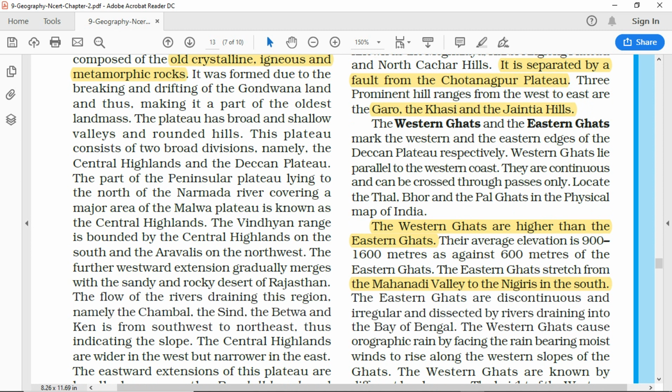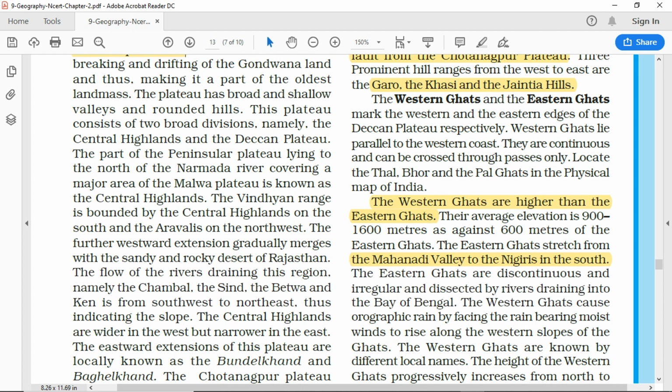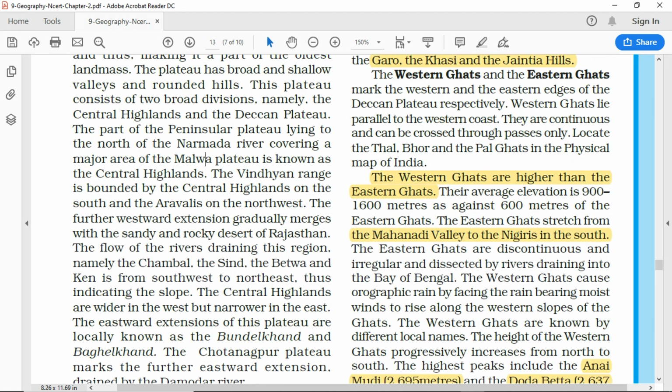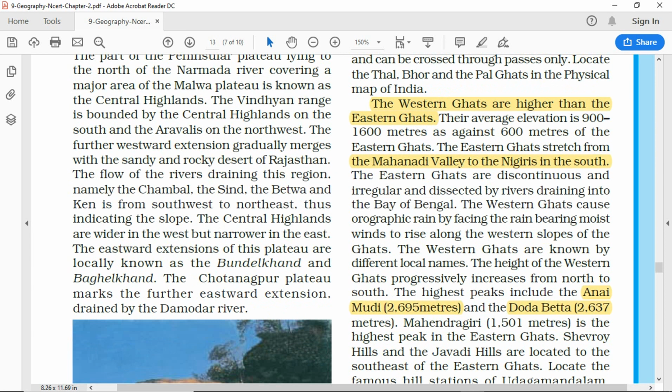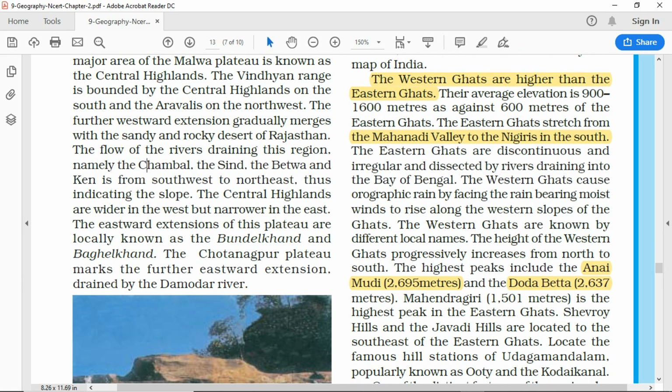The part of the Peninsular Plateau lying to the north of the Narmada River, covering a major area of the Malwa Plateau, is known as the Central Highlands. The Vindhyan Range is bounded by the Central Highlands on the south and the Aravallis on the northwest. The further westward extension gradually merges with the sandy and rocky desert of Rajasthan. The flow of the rivers draining this region, namely the Chambal, the Sind, the Betwa and Ken, is from southwest to northeast, thus indicating the slope.